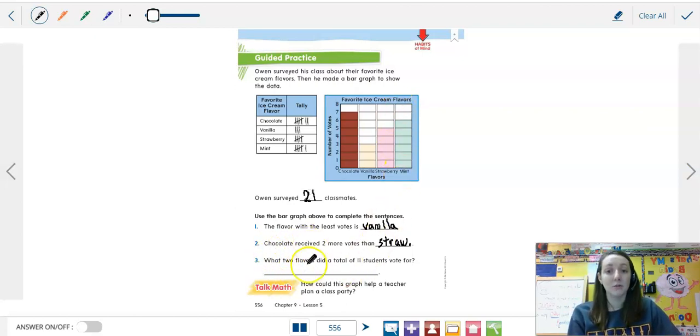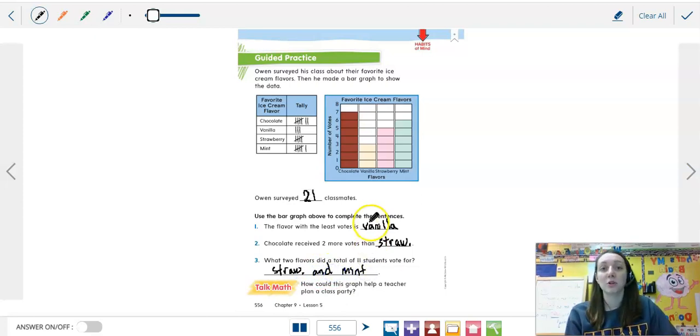Last question says, what 2 flavors did a total of 11 students vote for? Ooh, okay. So now we have to look at these and think about which 2 numbers equal 11. Well, I know pretty quickly, just because I know my basic facts, that 5 and 6 make 11. So I have 5 with strawberry and 6 with mint, and that makes 11. So it's going to be strawberry, which I'm just going to abbreviate as straw, and mint.